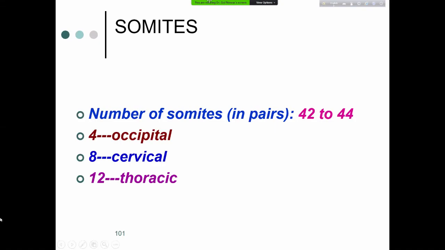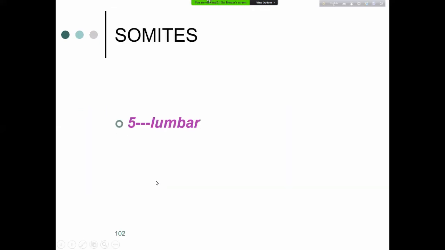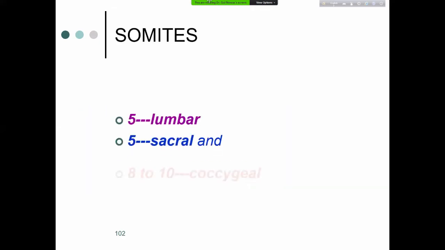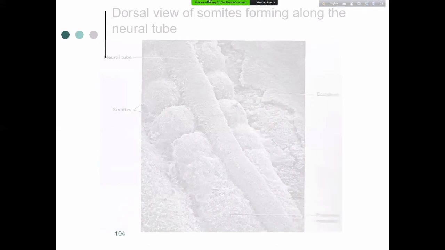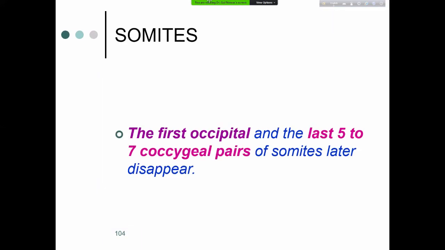So somites are totally 42 to 44 pairs. Among them, 4 pairs occipital, 8 cervical, 12 thoracic, 5 lumbar, 5 sacral, 8 to 10 coccygeal. We have 1 coccygeal nerve, but the number of somites is more. So what will happen? The first occipital and the last 5 to 7 coccygeal pairs of somite later disappear.